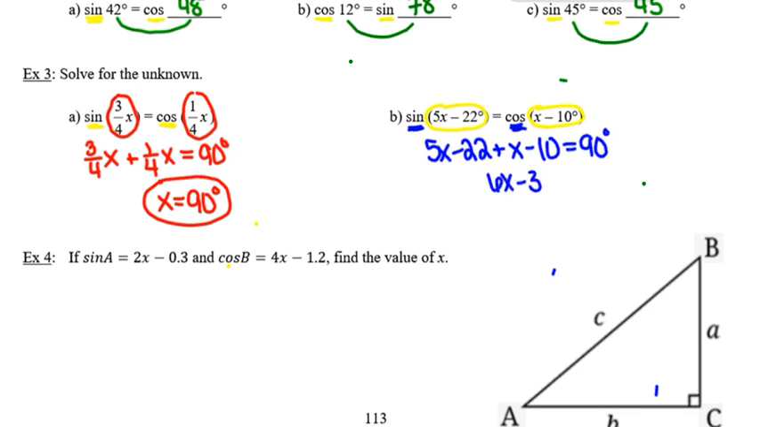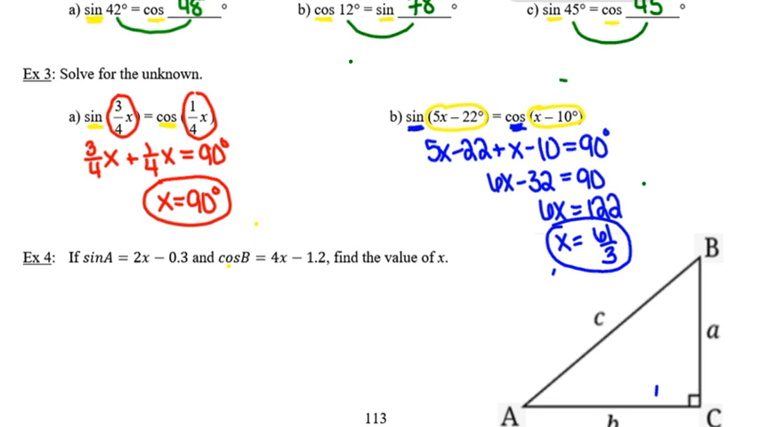So when I combine like terms here, 6x minus 32 equals 90. Adding 32 to both sides tells me that 6x is equal to 122. Then lastly, dividing both sides by 6 gives me a fraction in simplest form of 61/3. I could do that as a decimal if I want to, but it ends up being a repeating decimal, so I think I'm just going to leave it as a fraction.